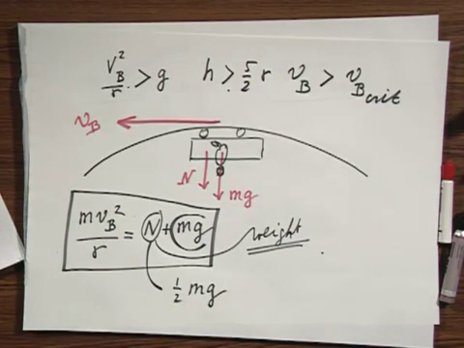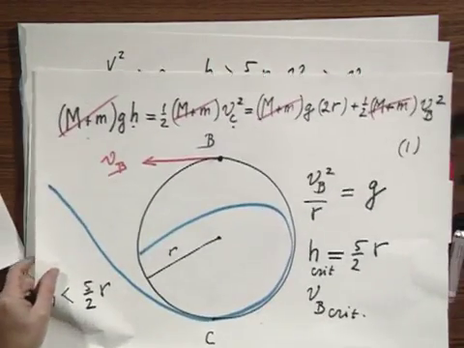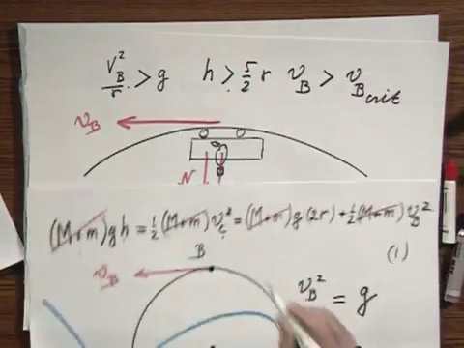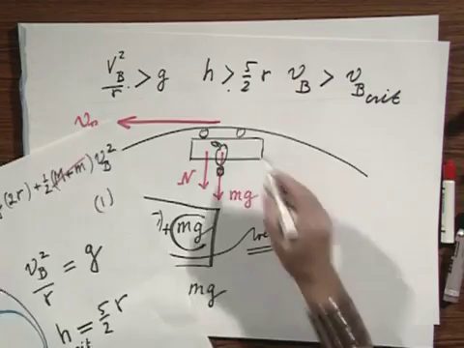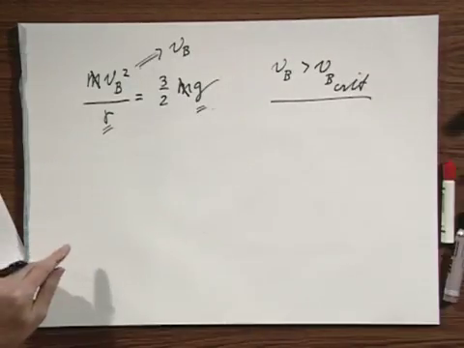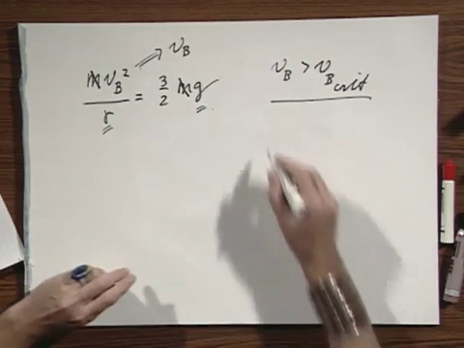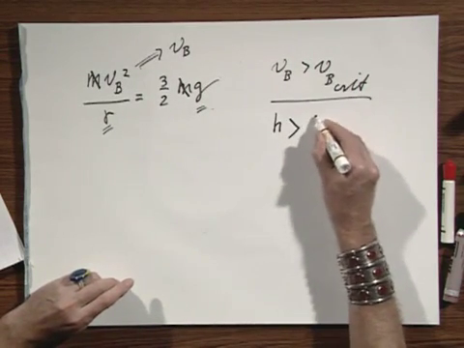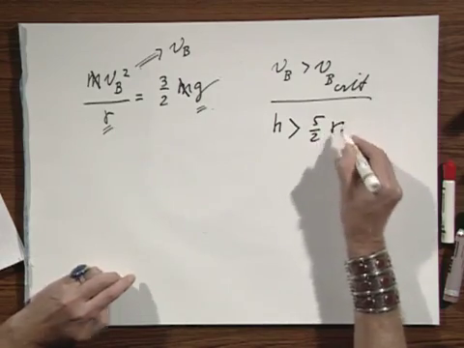And if you substitute this v_B in our equation number 1, which I may have saved somewhere, where is my equation number 1? Here it is. If you substitute v_B in here, you can solve for h. And you better find that h is larger than 2.5 r. If not, you would have made a mistake. So that v_B substituted in equation 1 must give you an h which is larger than 2.5 r.